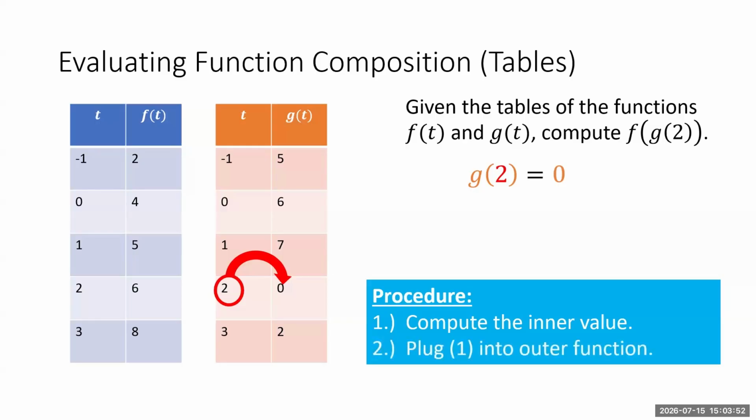For the second step of our procedure, we plug 0, the value we got from the first step of the procedure, into the outer function. In this case, our outer function is f. So what we are computing is f(g(2)). Observe that we know that g(2) is equal to 0, so what we are finding is f(0). Thus, we go to 0 on the f(t) table, and we draw an arrow to its corresponding y value, which is 4. Thus, we have that f(g(2)) is equal to 4.